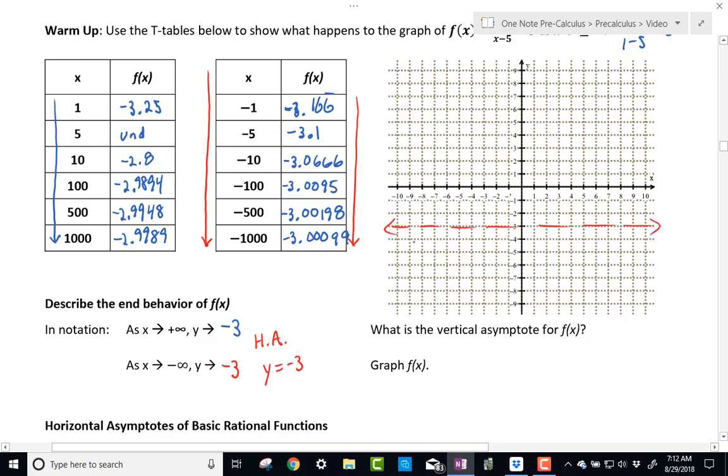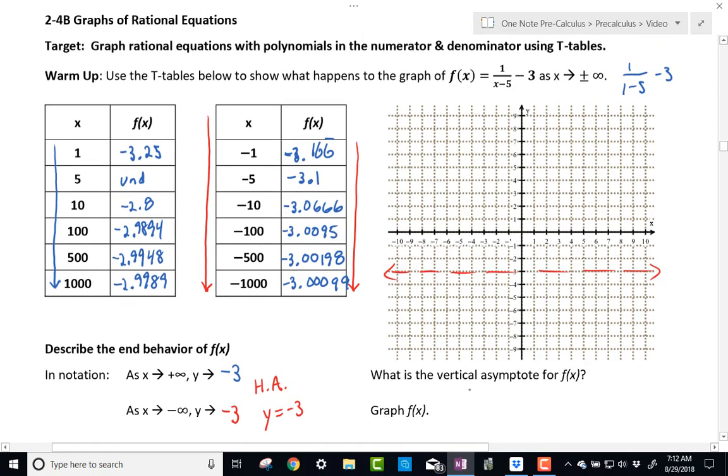All right? And then it says, what is the vertical asymptote for f of x? The vertical asymptote is basically what makes my fraction undefined. What value would make the denominator 0? If you go back and look at your fraction, the minus 3 has nothing to do with the fraction. It's the x minus 5. If I plug in 5, we already showed in the table that it's undefined. That's my vertical asymptote, x equals positive 5. So we're going to go ahead and graph that.